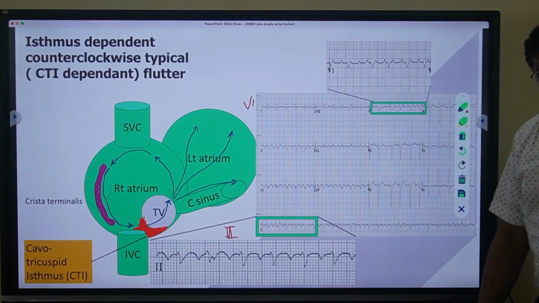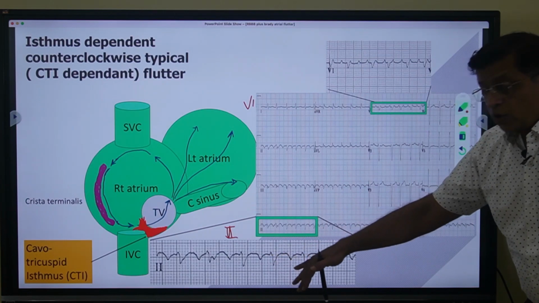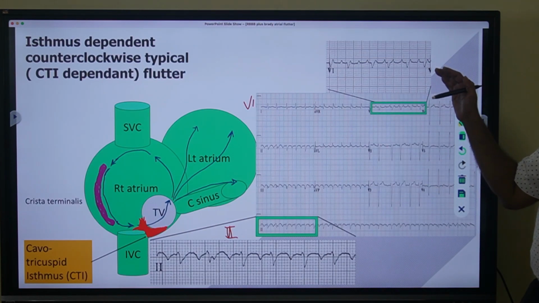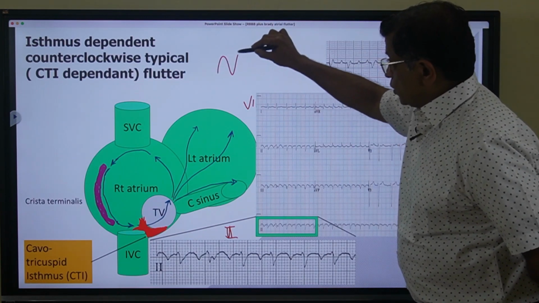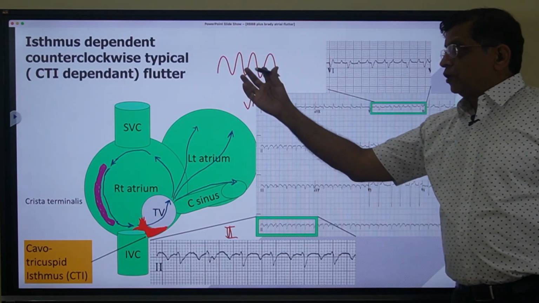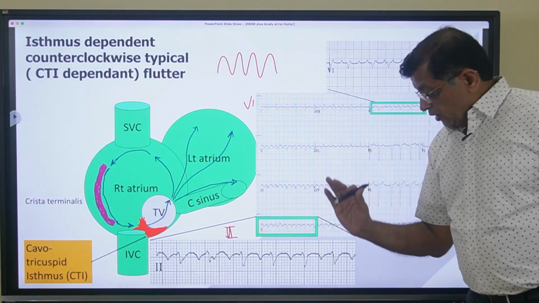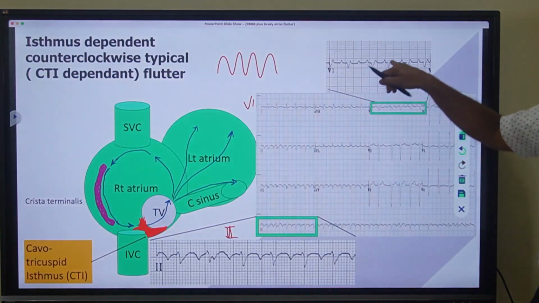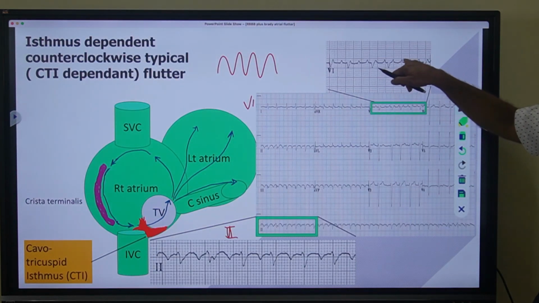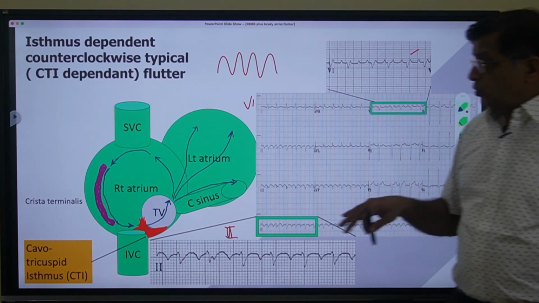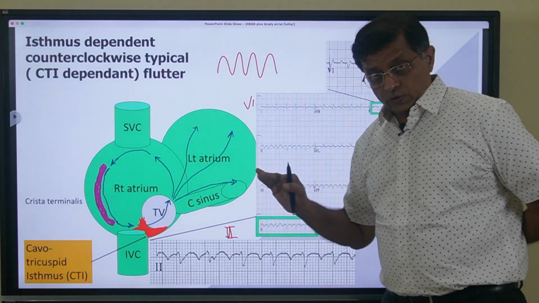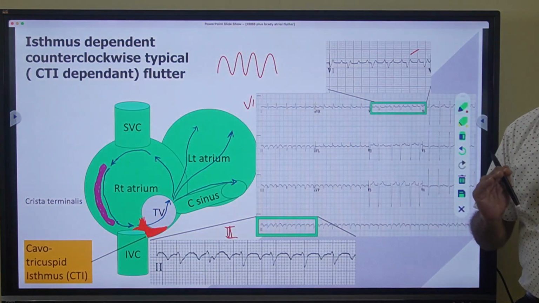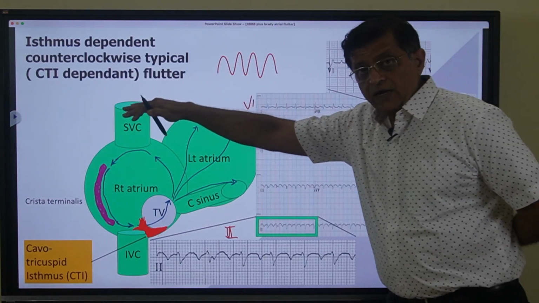Therefore, the flutter waves are more negative in lead 2 and positive in lead V1. Actually, the flutter waves go like this, so it is very difficult to call what is negative and what is positive. But if you see a visual impression, in lead 2 they look more like negative waves, and in lead V1 the flutter waves look more like positive waves. So this is how counterclockwise flutter will look. I repeat again, counterclockwise flutter is the most common part of the typical flutter or CTI dependent flutter.